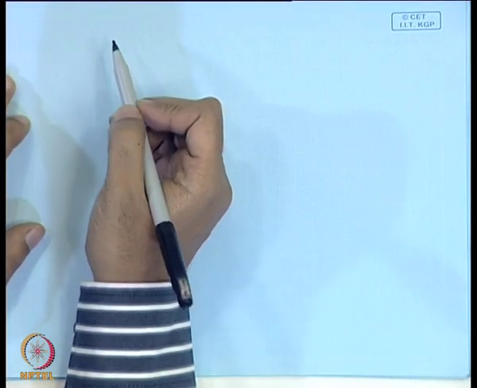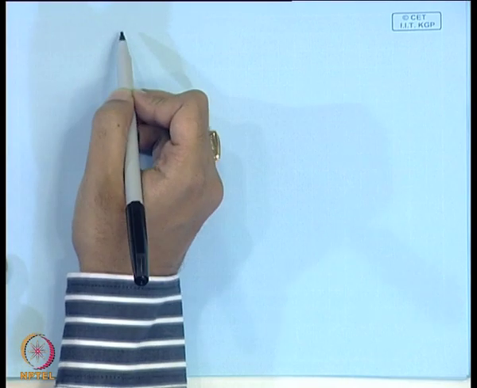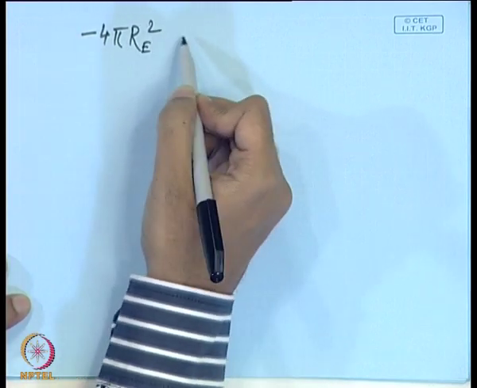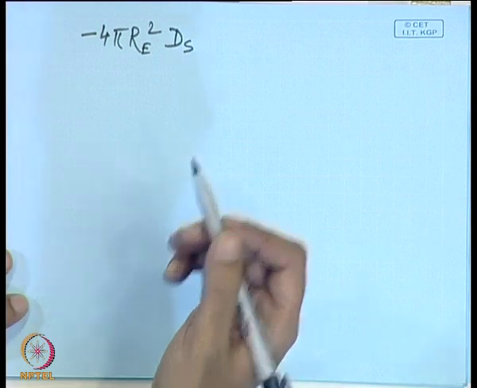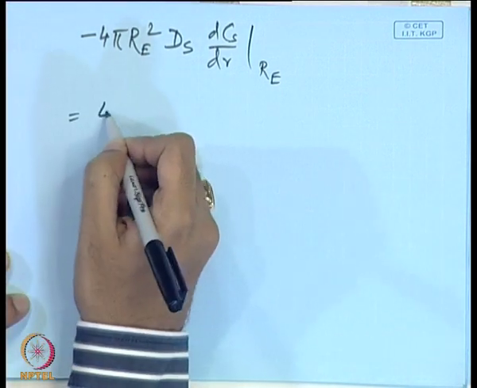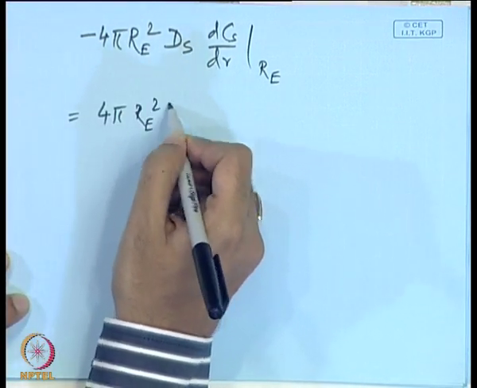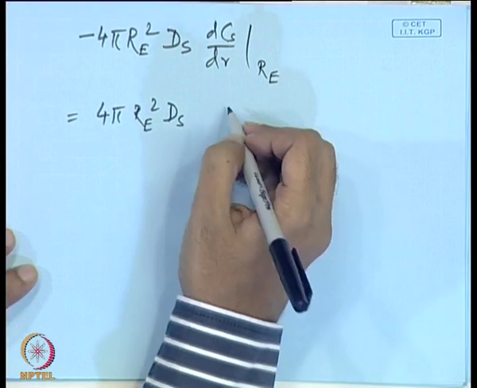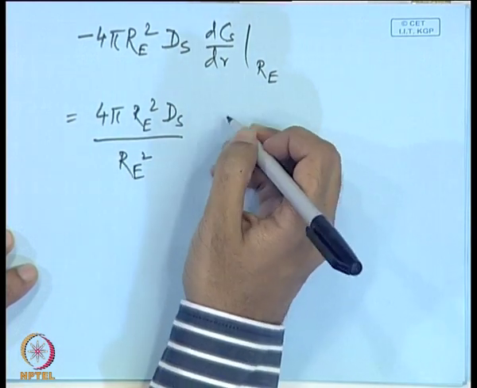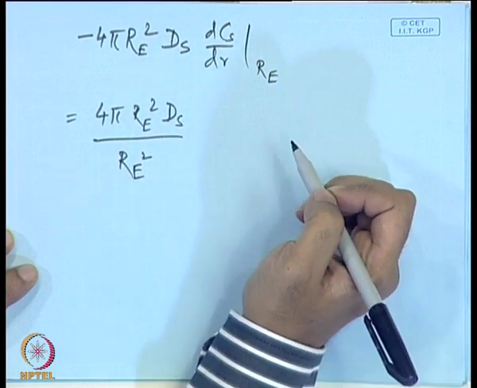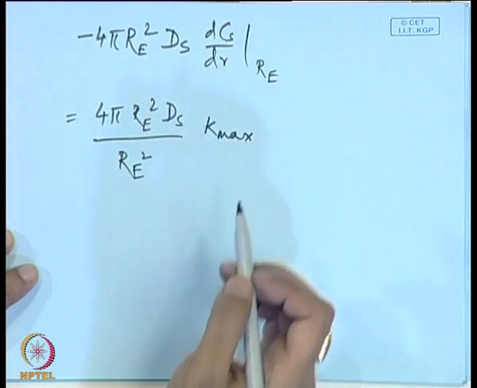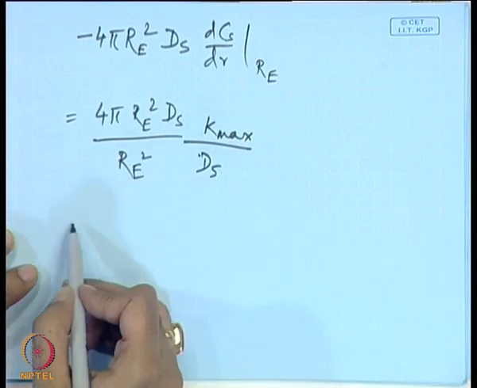So what would you get for the flux? This is a back calculation, but you would still get the same thing: 4 pi Re squared Ds times dCs/dr at r equals Re, equals 4 pi Re squared Ds times k max over 4 pi Ds Re squared, that is about it, which gives k max.